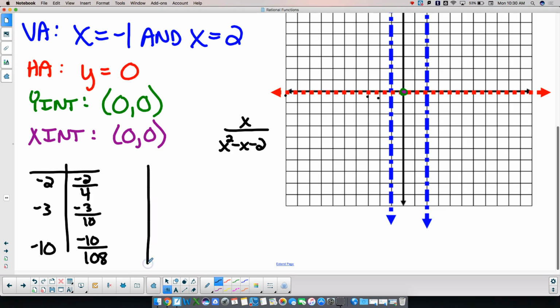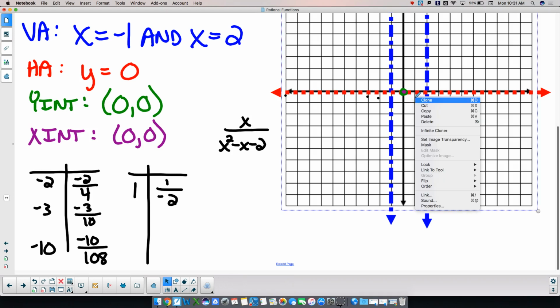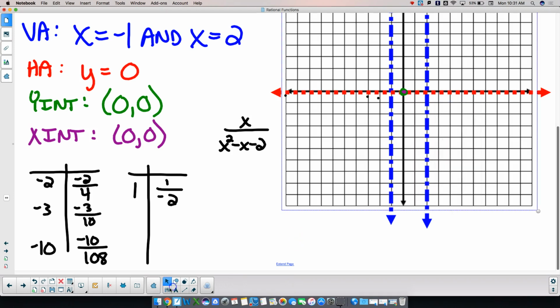Then I've got my middle section. If I put in +1, I get 1 over 1 minus 1 minus 2 is -2. So that's -1/2. Oops, tap the brakes. Here we go again. Right in there. Okay. Now, I know it crosses or it touches the x-axis at the origin.